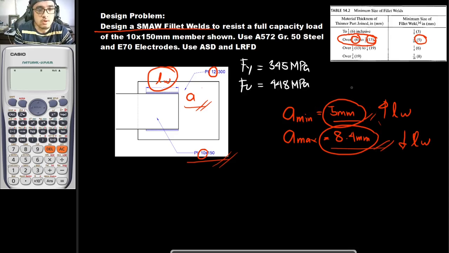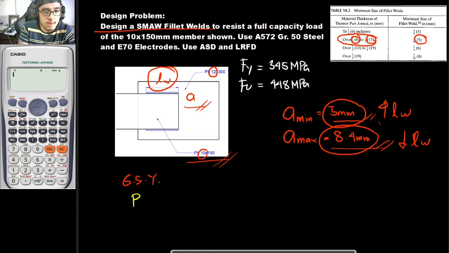Okay, so how can we solve for LW? Since it is said in this problem that it is to resist the full capacity load of the 10 by 150 member shown, we would be checking the capacity of this section right here. And since this is to be a tension member, we are to solve for cross-sectional yielding and tensile rupture stress. So there. And for our cross-sectional yielding, let's solve for it first.